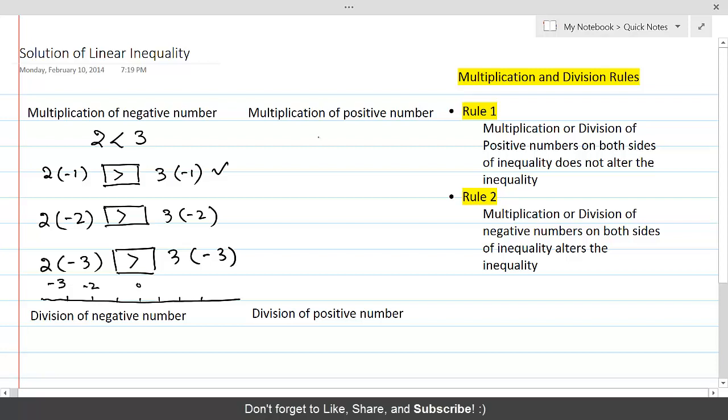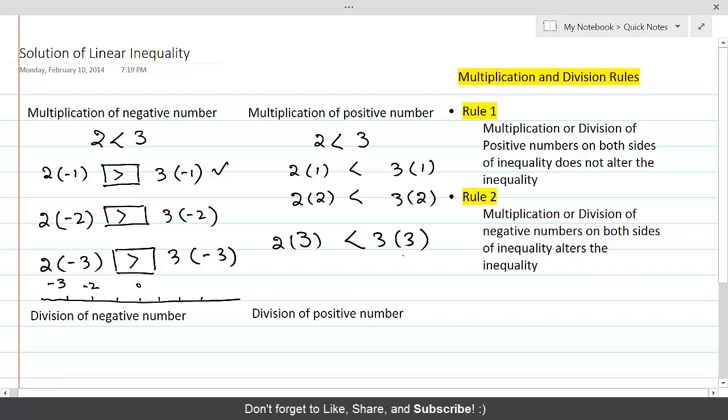But what happens to the same inequality, 2 is less than 3, if we were to multiply a positive number? Let's say that 2 and 3 we multiply by plus 1 on both sides. The inequality wouldn't change. This would still stay the same. 2 times 2 and 3 times 2, because the multiplication is being done with a positive number on both sides, it's not changing its direction. And here we multiply with 3. 2 times 3 is still less than 3 times 3. So we see that whenever we multiply a linear inequality with a positive number, the inequality does not change. Whenever we multiply a linear inequality with a negative number, it changes its direction.